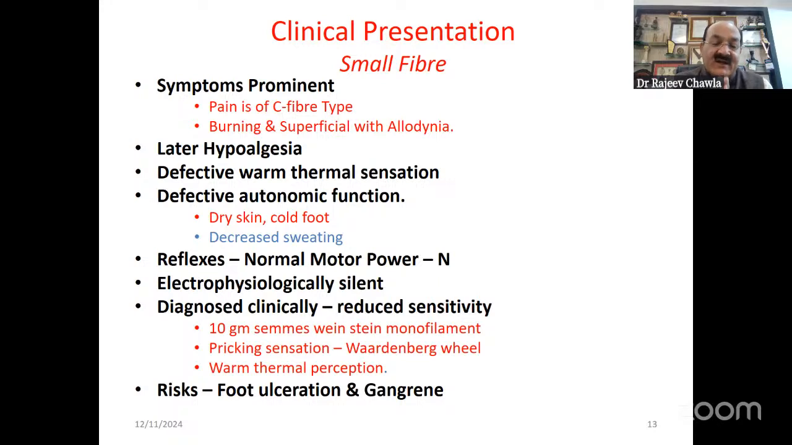That is why I have kept the topic how to do a physical examination at the bedside in a center to pick up various forms of neuropathy. So you may use a 10-gram monofilament or a pricking sensation, which can be felt from a Wartenberg wheel run over the shin bone, over the leg, or a warm thermal perception either through warm water or a thermal pen, which can be put in hot water and then you can apply that tip on the feet or on the legs or on the ankle to see whether the patient can feel that warm sensation or not. And these patients are at a greater risk for ulceration and gangrene once they have established small fiber neuropathy.